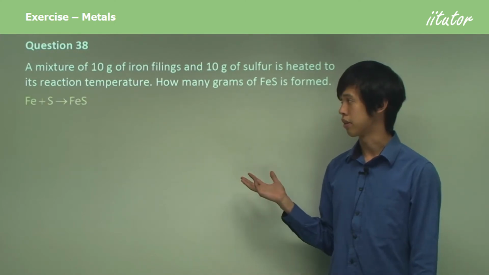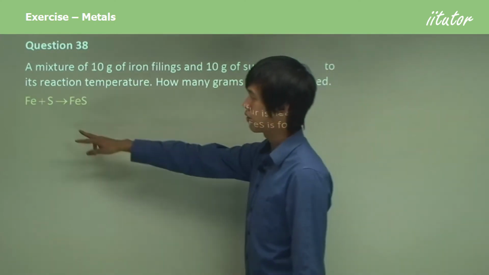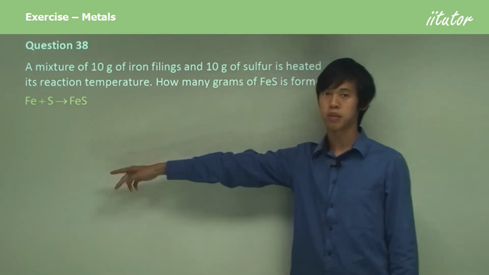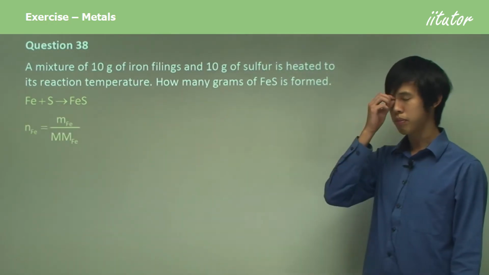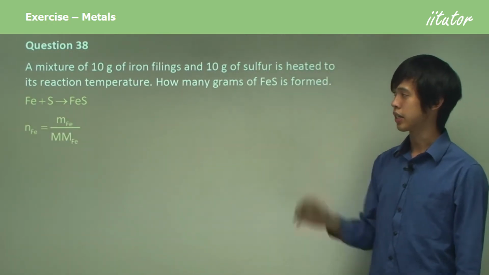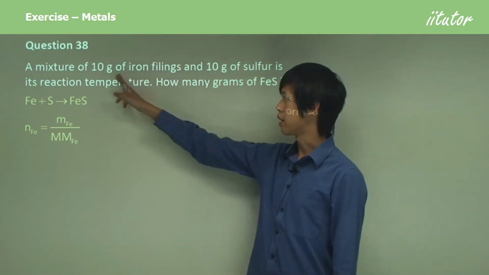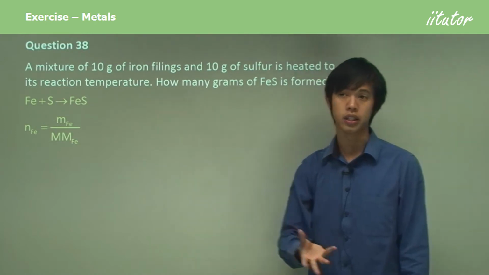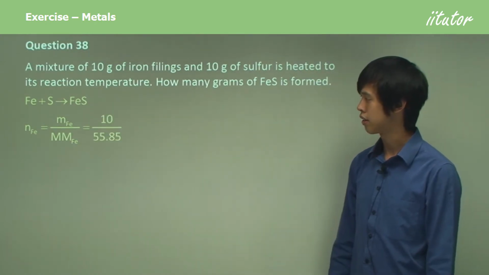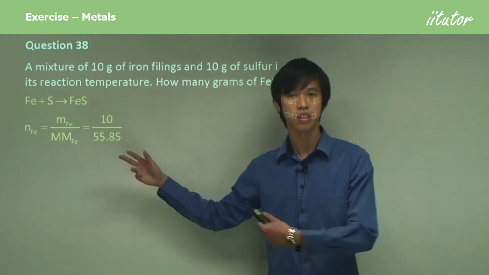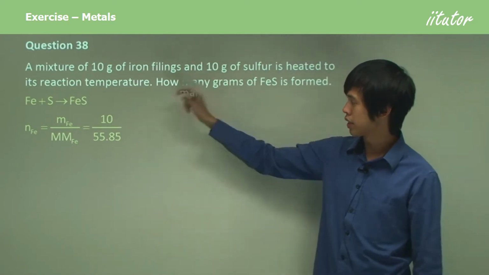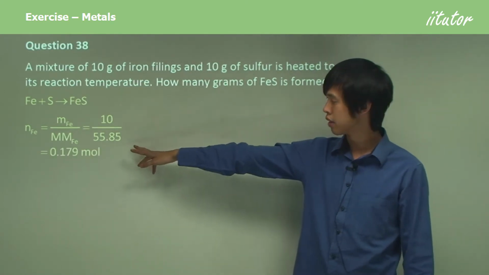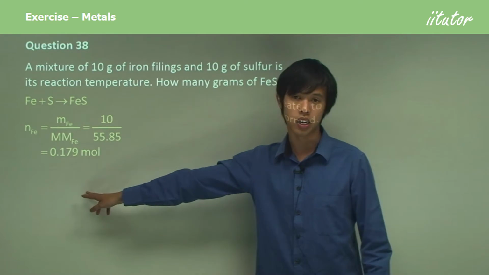We write out the chemical equation. So it's simply Fe plus S goes to FeS. Very simple. So we can calculate the number of moles of iron. It's just the mass of the iron, 10 grams, divided by the molar mass of iron, which we can work out from our periodic table. I think it's about 56. 55.85, close enough. Okay, so 10 divided by 55.85 gives you 0.179 moles.